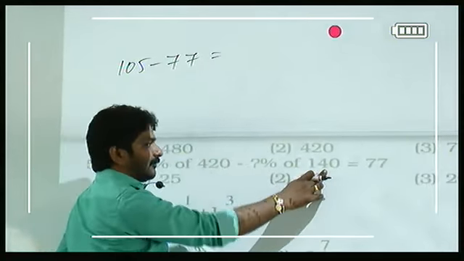105 minus 77, 28. 28 is what percent of 140? 20%, right? 10% is 14, 20% is 28. So x is 20.